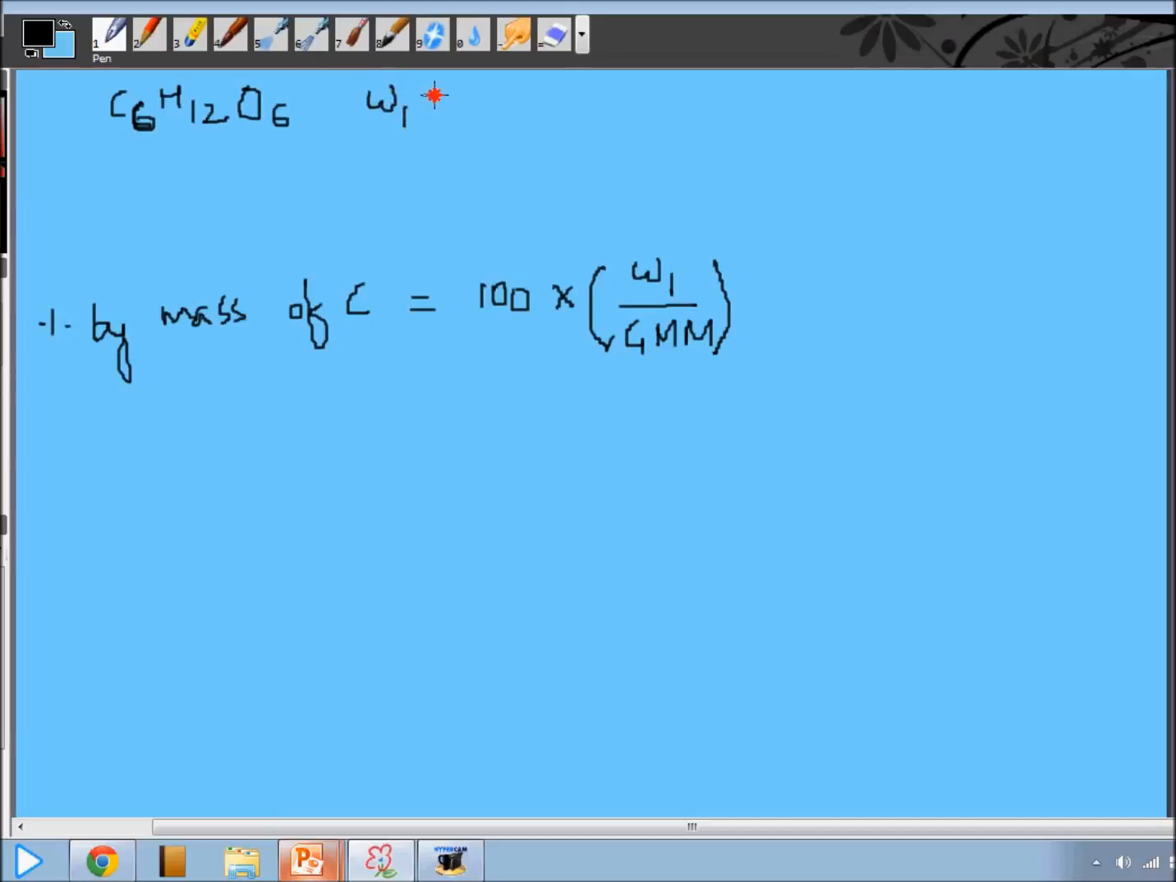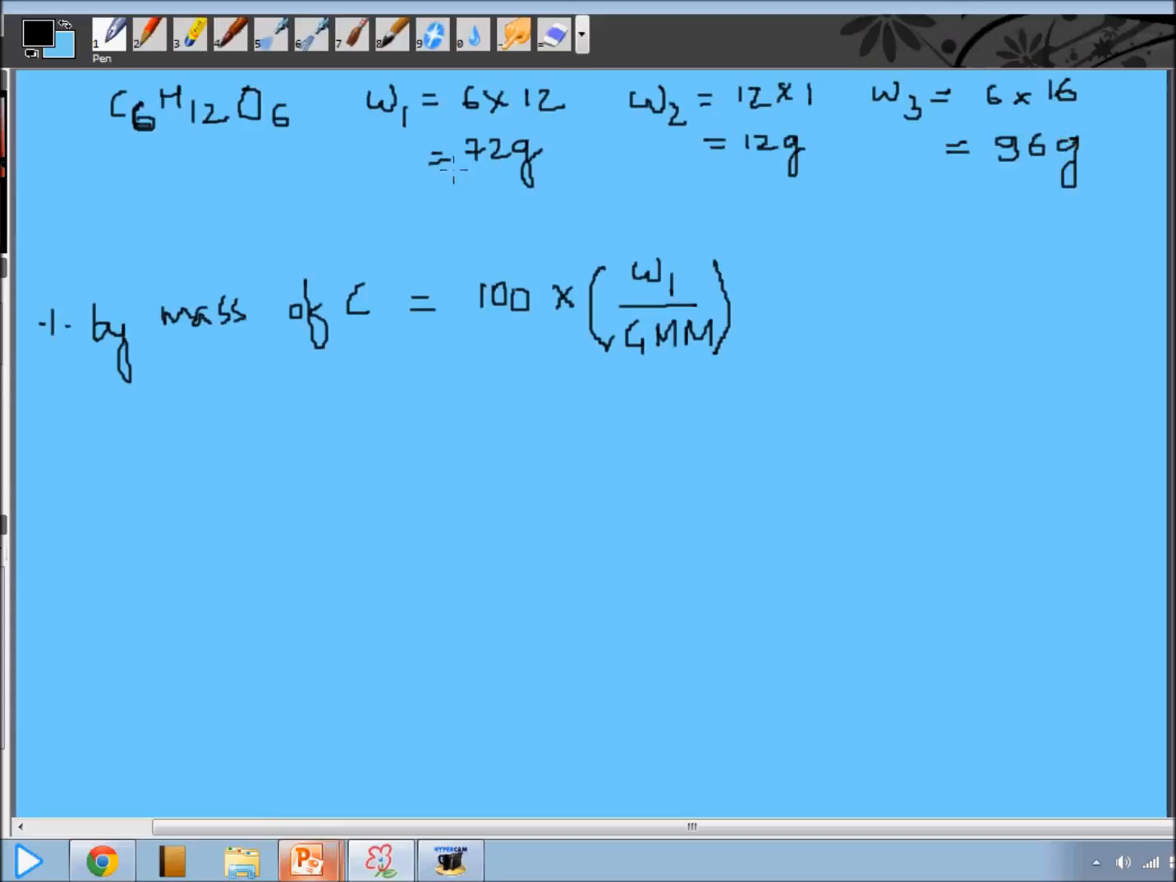So mass of carbon in 1 mole of this compound, there are 6 atoms. So 6 into mass of 1 mole is 12. Okay, 1 mole carbon weighs 12 gram. So 6 multiplied by 12, that is 72 gram. Similarly, W2 is equal to, there are 12 atoms of hydrogen and 1 mole atom of hydrogen weighs 1 gram. So 12 into 1, that is 12 gram. And W3, so there are 6 atoms of oxygen, and 1 mole atom of oxygen weighs 16 gram. So 6 mole will weigh 96 gram.